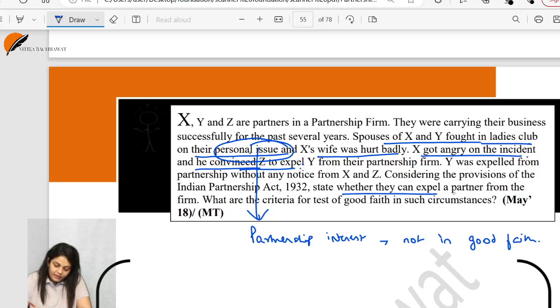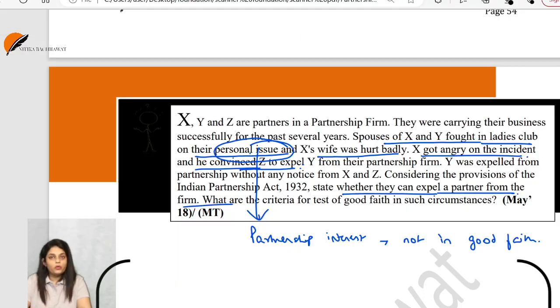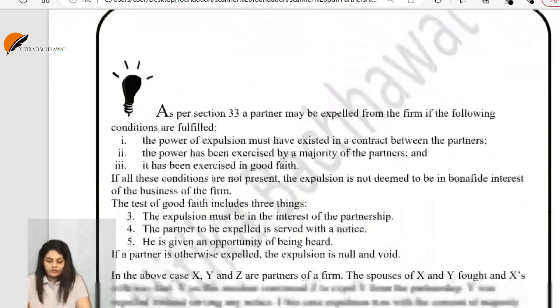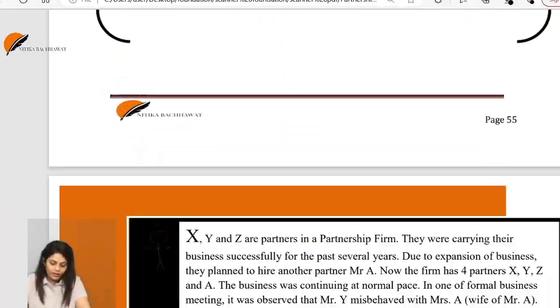So state whether they can expel a partner from the firm. No. What are the criteria for the test of good faith? I'm not going into it, we all know it.